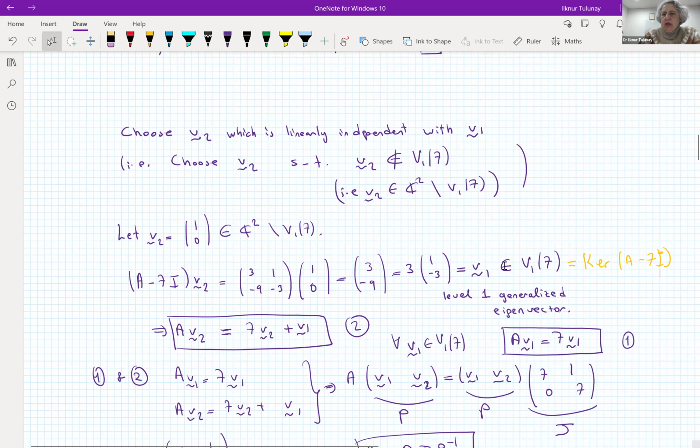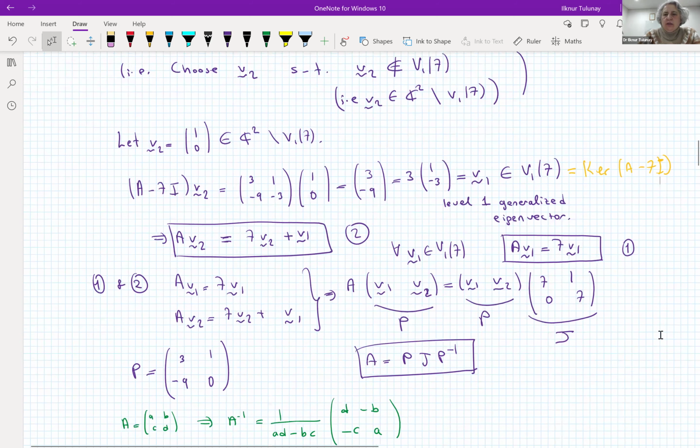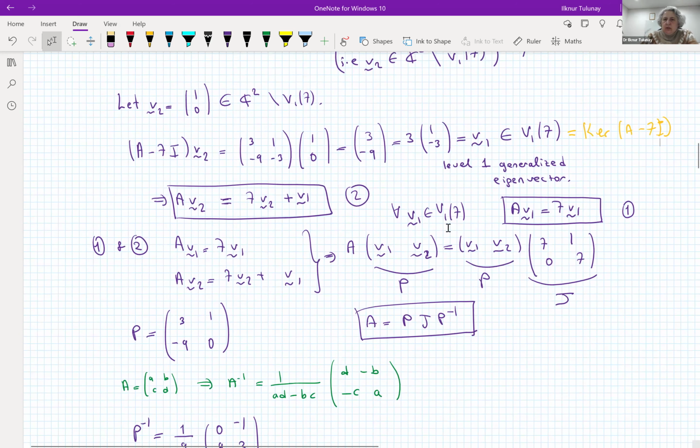Because this V1 is inside the kernel of A minus 7I, and it satisfies this equation. So this equation gives me this one, because AV2 and 7V2, take it to the right-hand side. On the right-hand side, we already have V1. That will be 7V2. We know that this kernel space means this is an eigenvector of 7 in the level 1. So this equation is satisfied. Why do I want these two equations? These two equations are this one and this one.